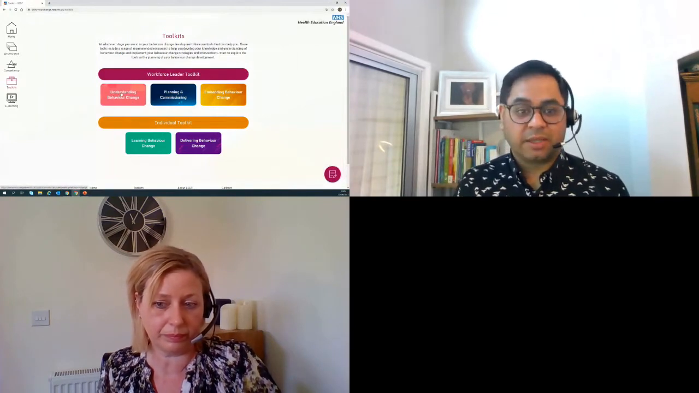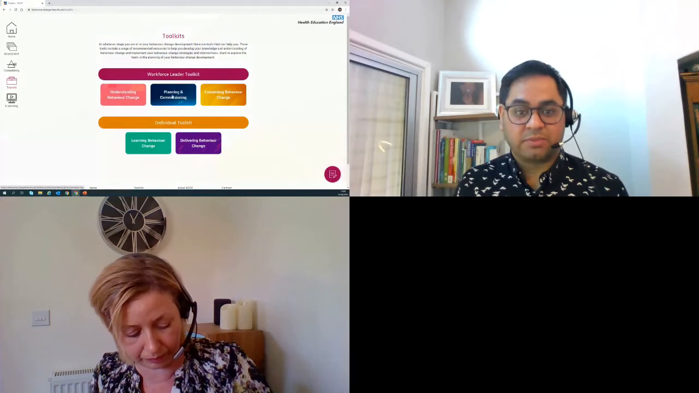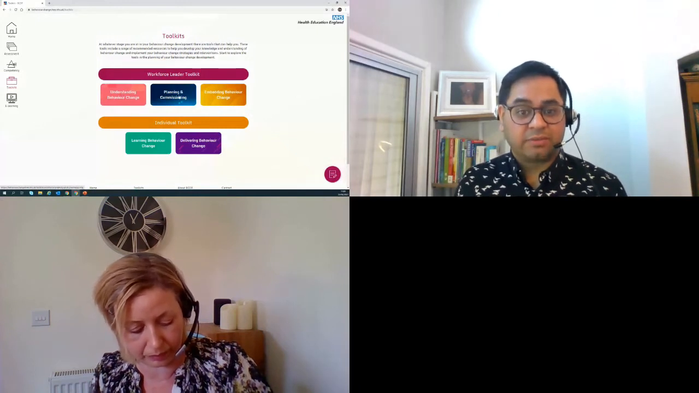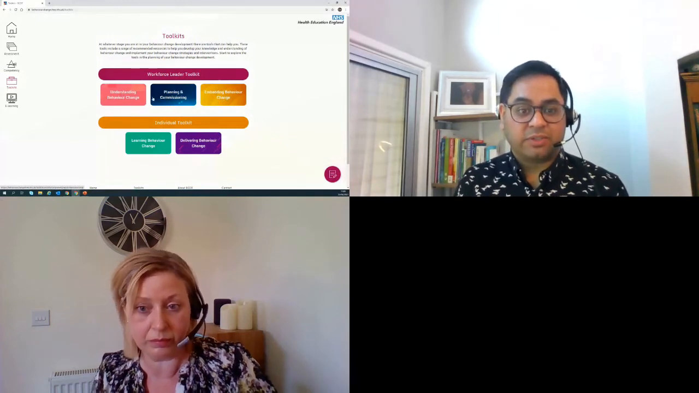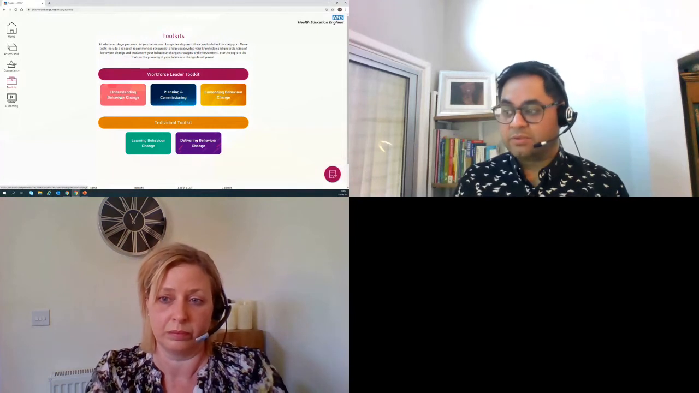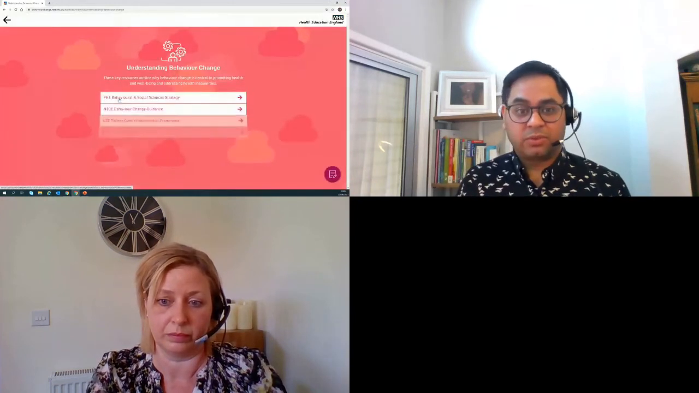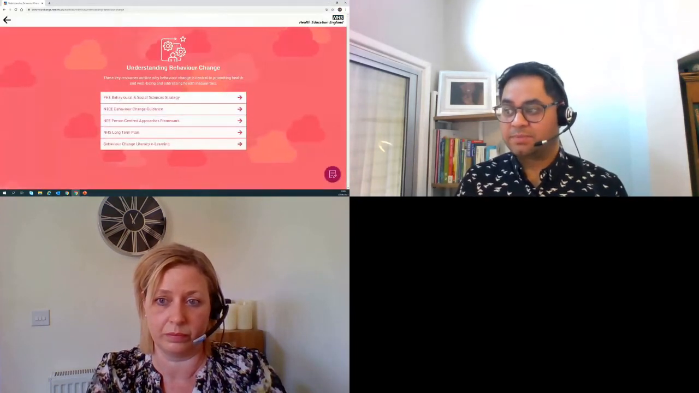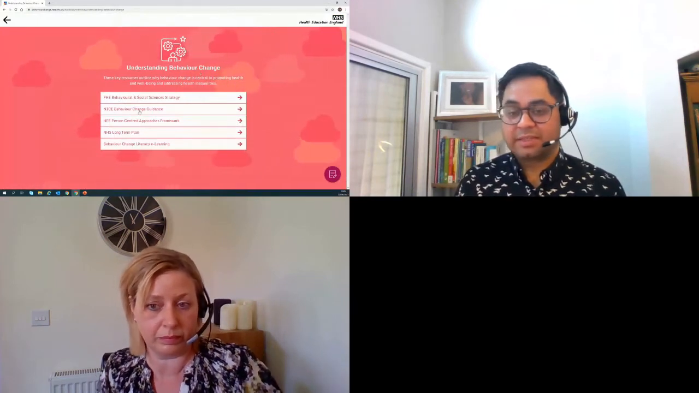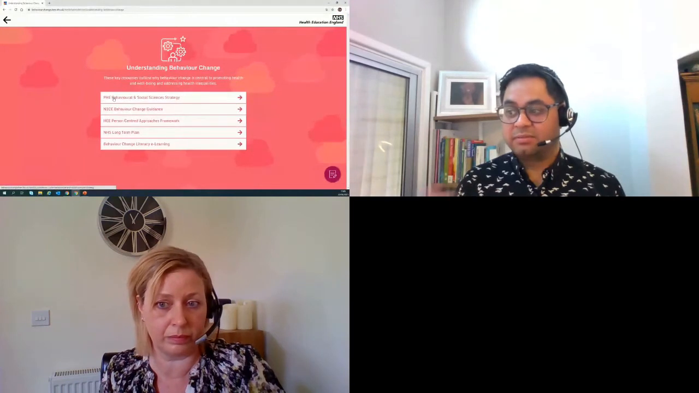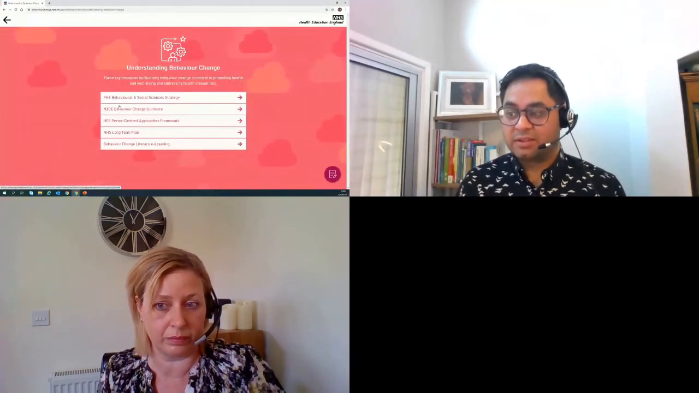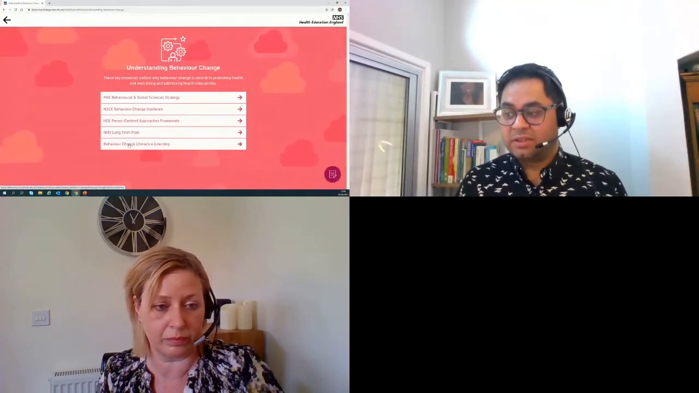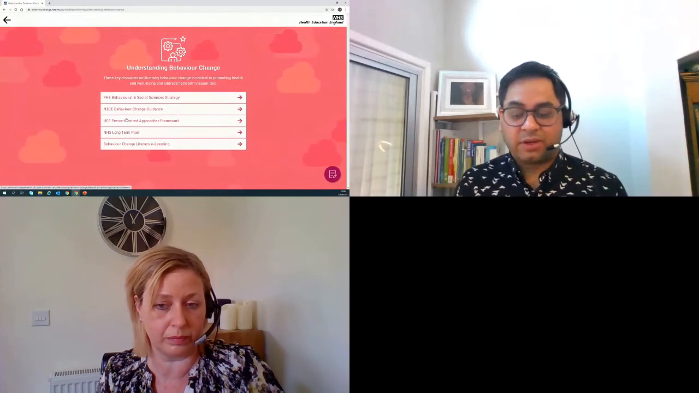For the workforce toolkit, we've categorized these under 3 areas. So understanding behavior change from a strategic perspective, planning and commissioning behavior change, and embedding behavior change. And what we've done is we've collated resources, frameworks, tools that can support each of those. So for understanding behavior change in terms of the strategic context, we have the Behavioural and Social Sciences Strategy, the NICE guidance, NHS long-term plan, person-centered framework, and so forth.